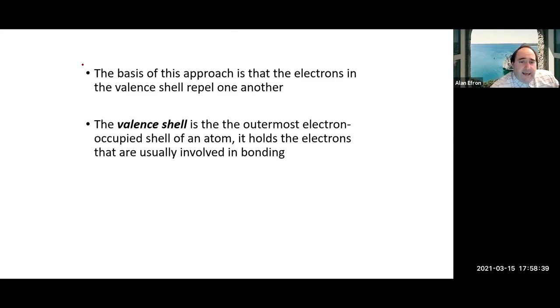It is, again, based on the idea of those electrons being repulsed by each other, a negative electron and a negative electron near each other, trying to get as far away from each other as possible.